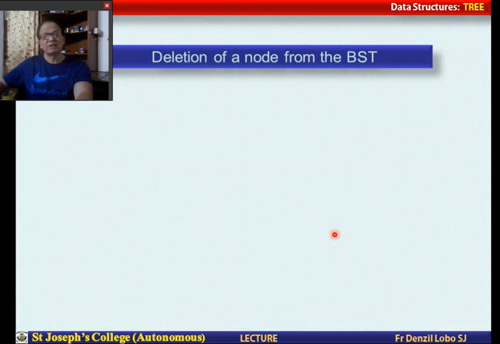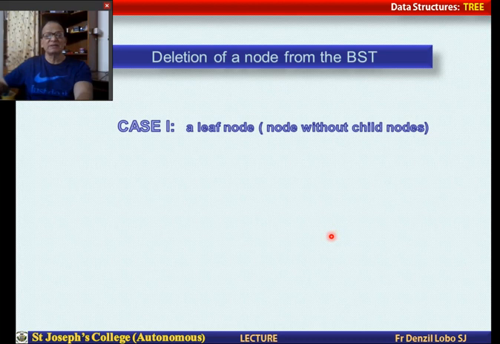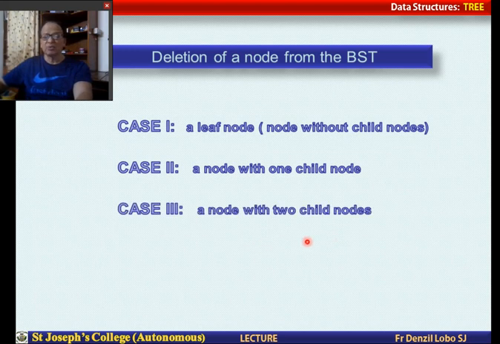There are three possibilities in the deletion of a node from a binary search tree, or three cases, we say. Case one is deleting a leaf node without any child nodes. Case 2 is a node with one child node, and case 3 is a node with two child nodes. So let us get into each one of these cases.